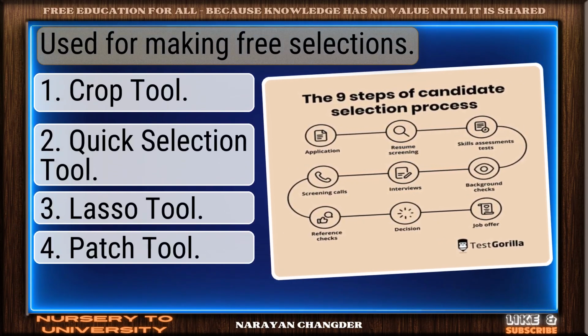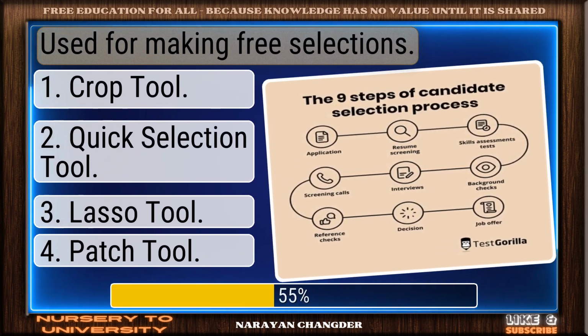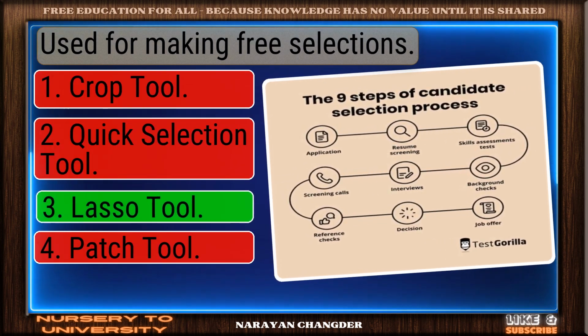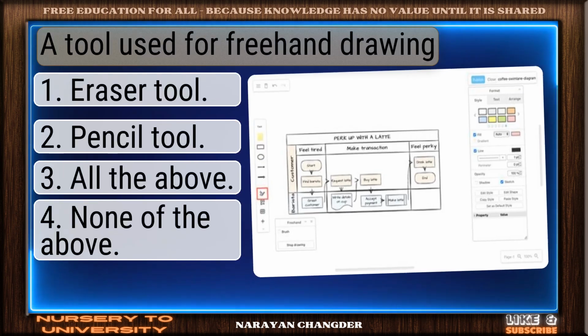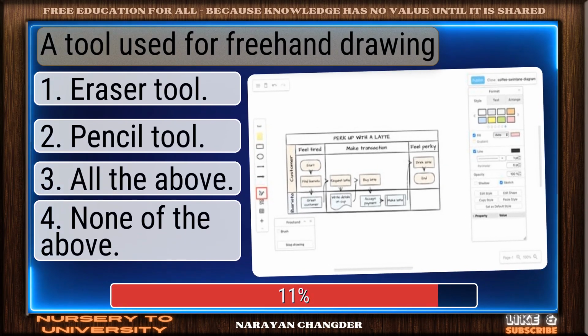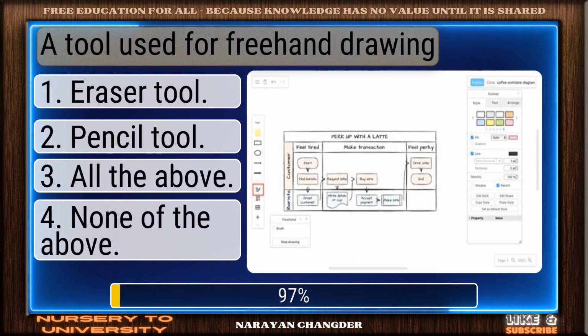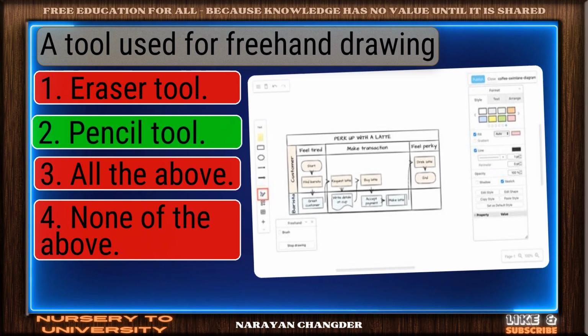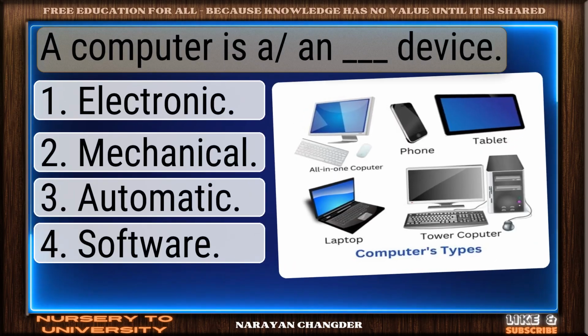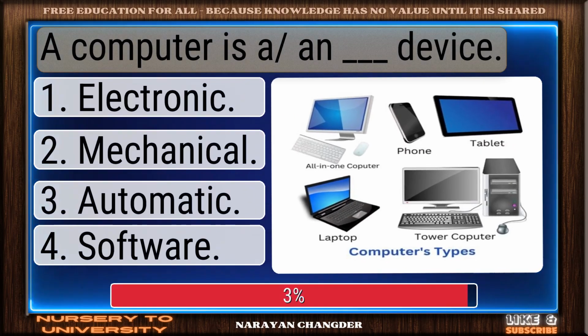Used for making free selections. Perfect. Lasso tool is the one. A tool used for freehand drawing. Excellent. Pencil tool is well reasoned. A computer is the end dash device.